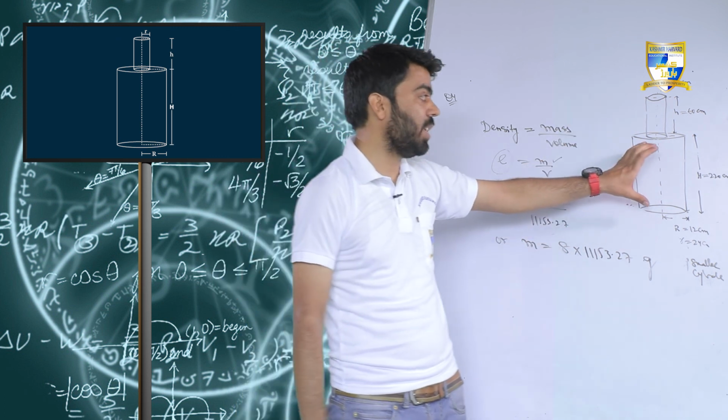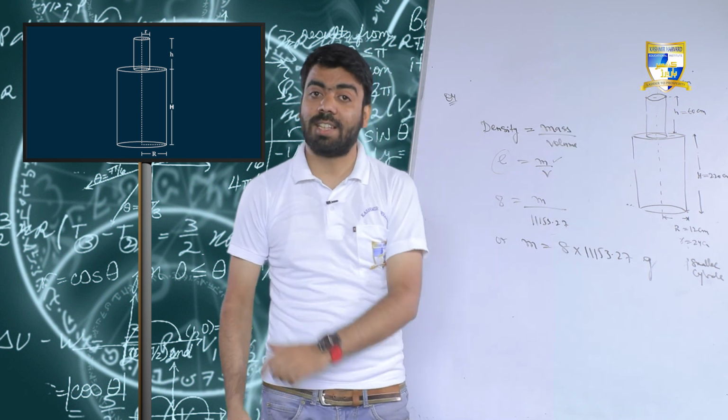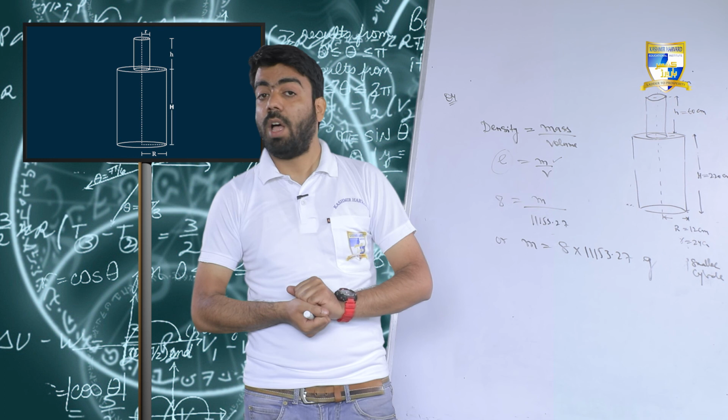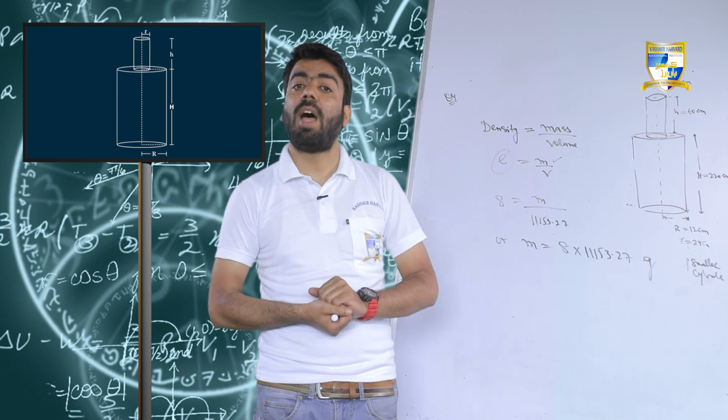So we got the value of the mass of this solid, which is composed of two cylinders. One is a bigger cylinder and another is a smaller cylinder, and the smaller cylinder is surmounted on the bigger cylinder. I hope these two questions are clear to all of you.